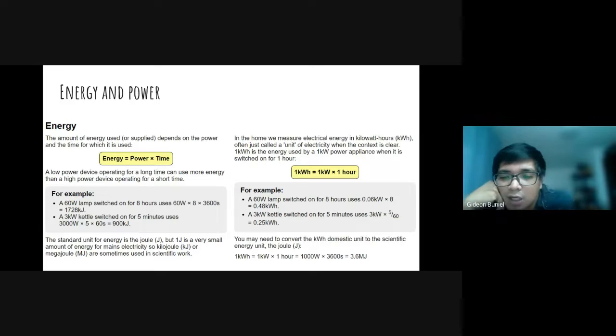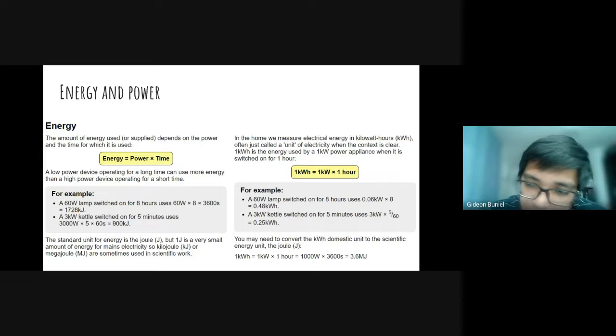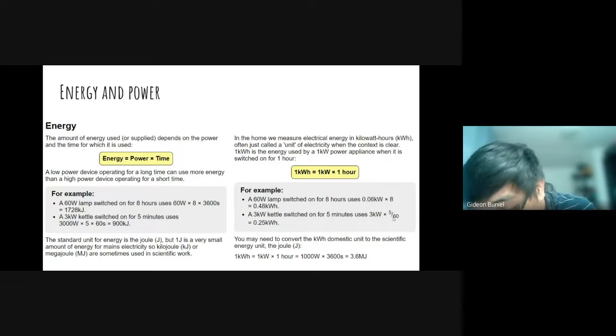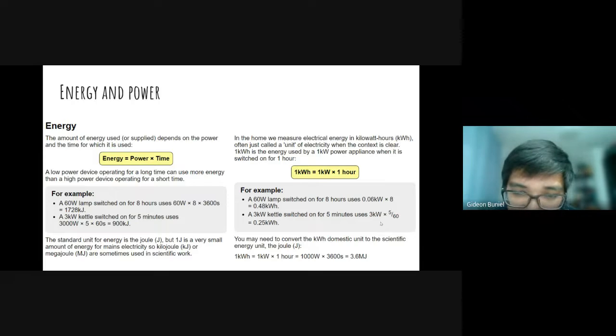1 kilowatt hour is equal to 1 kilowatt times 1 hour. A 60 watt lamp switched on for 8 hours uses 0.06 kilowatt times 8, that's 0.48 kilowatt hour. A 3 kilowatt kettle switched on for 5 minutes uses 3 kilowatt times 5 over 60. That's why 5 over 60, because we only used 5 minutes out of 60 minutes in 1 hour. That's why we have 0.25 kilowatt hour.